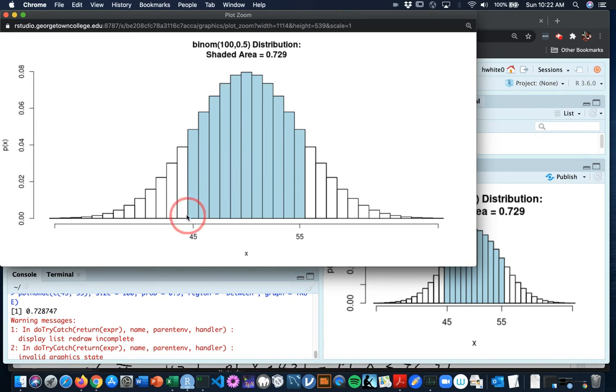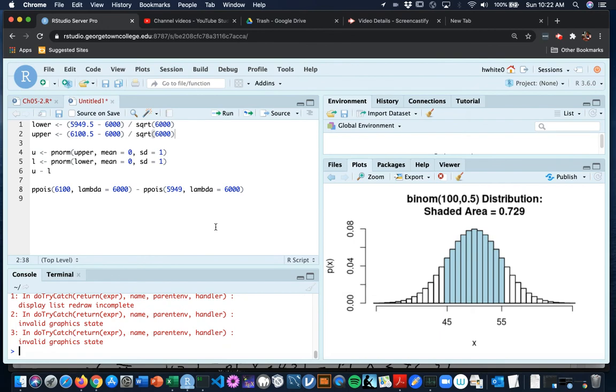So I have to go back to 45 and a half, and I have to go up to 55 and a half. That was the reason for my move. If I'd have stayed at 45 and 55, I would have missed half the 45 rectangle and half the 55 rectangle. I would have missed a substantial amount of probability. Not good. So that's why we do that.